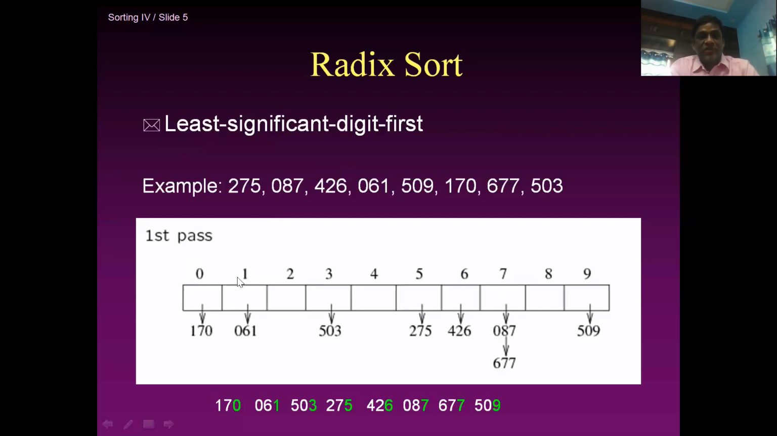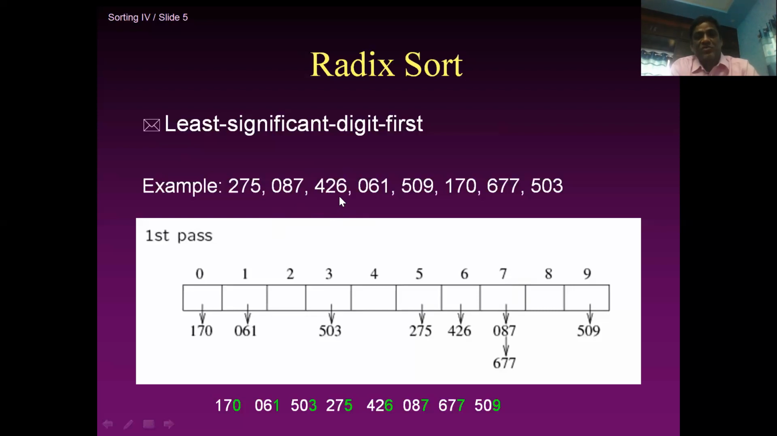The first pass is, what is it? Based on the least significant digit, we move the corresponding numbers into the respective bins. So what is the first number here? 275. What is the least significant digit in this? 5. So 275 will be moved into bin 5. What is bin 5? This one. So 275 is moved into this bin. Then 087, 87. What is the least significant digit here? 7. So this number will be moved into bin 7. So that is 87 here.